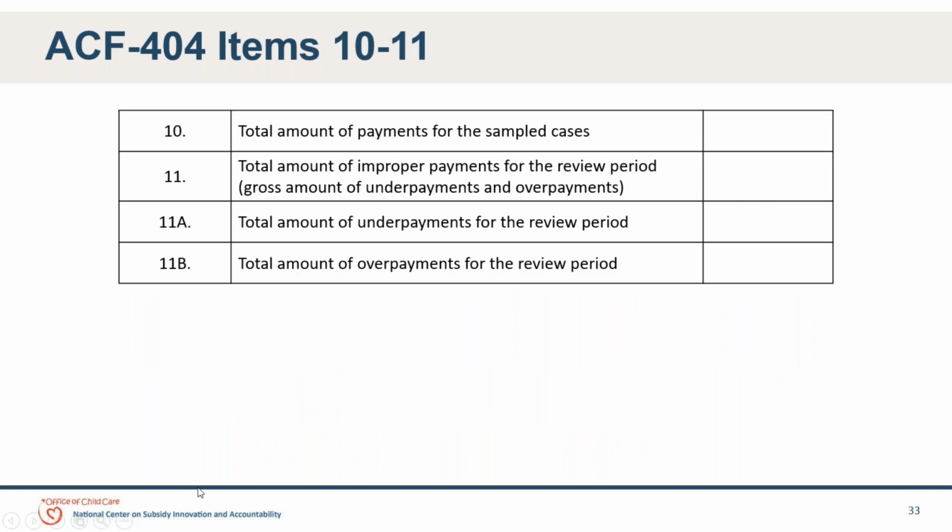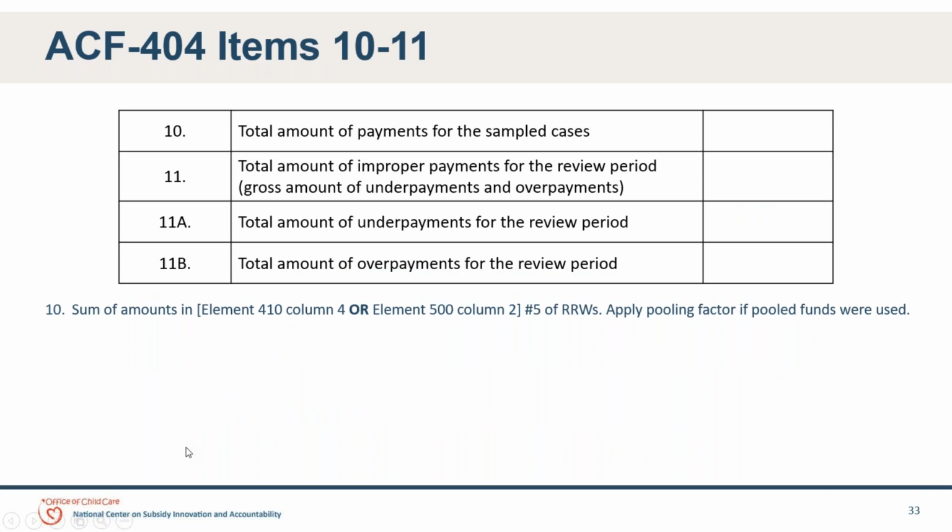All right, so moving on to item 10. Item 10 is the total amount of payments for the sampled cases. And this is going back to your record review worksheet, case summary element, either 410 or 500. This is the sum of the amounts recorded in item 5, and you would apply the pooling factor here if applicable. Our example state had 124,850.